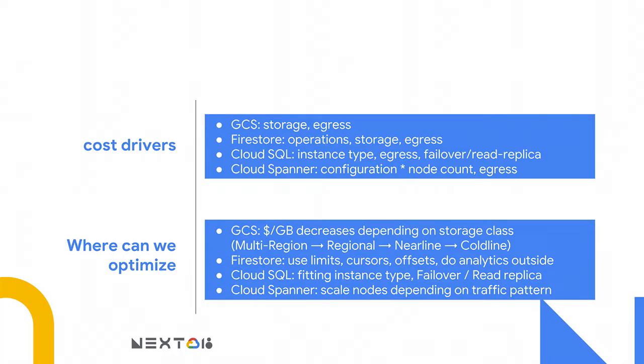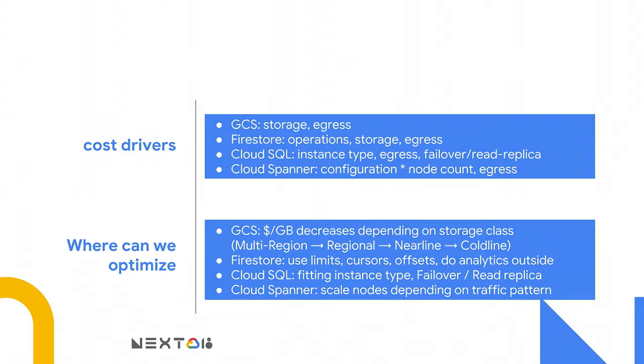So now, what are the cost drivers for Cloud Storage, Firestore, Cloud SQL, and Spanner? For Cloud Storage, it's basically the storage and egress. For Firestore, you are charged based on the operations, the storage, and again, egress. You have heard that by now a couple of times. For Cloud SQL, it's based on the instance type that you choose, and if you have a failover instance and read replicas, that adds to the cost as well. If you want to have high availability and disaster recovery, that's what you pay for.